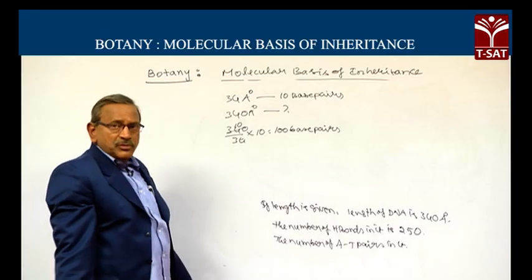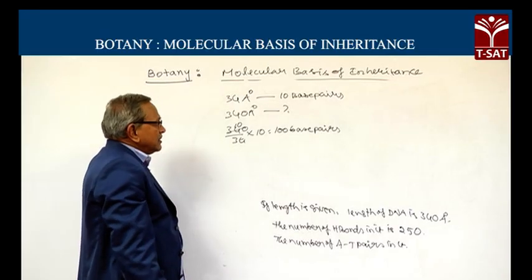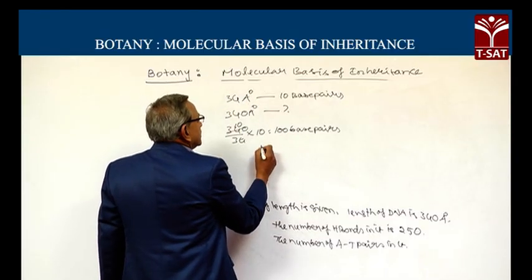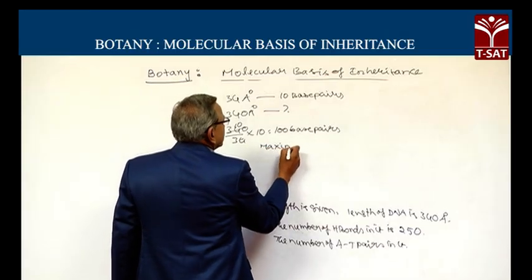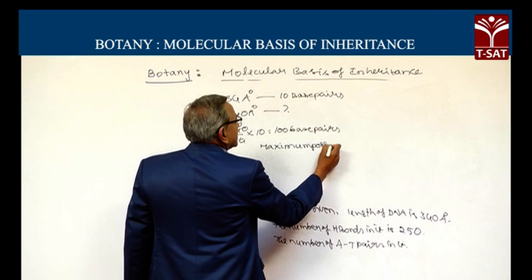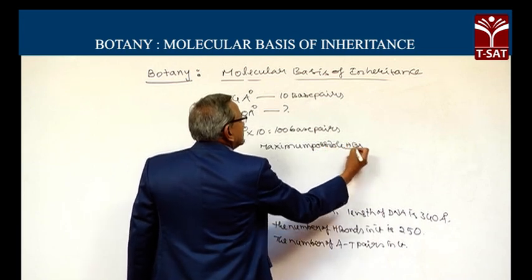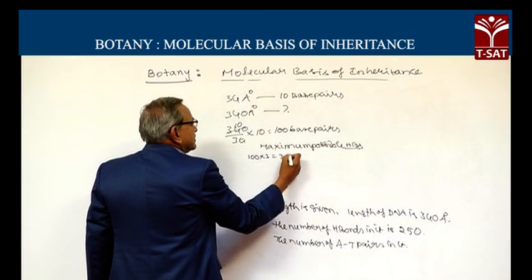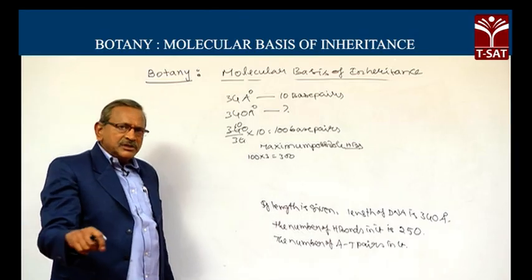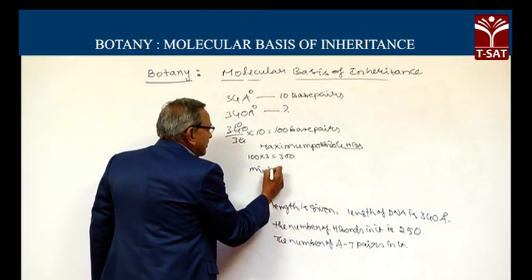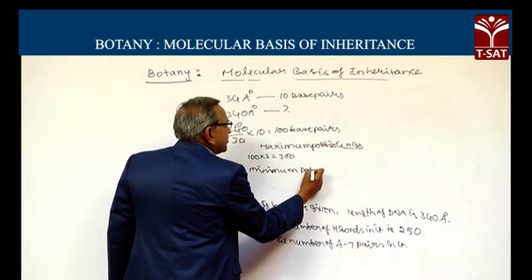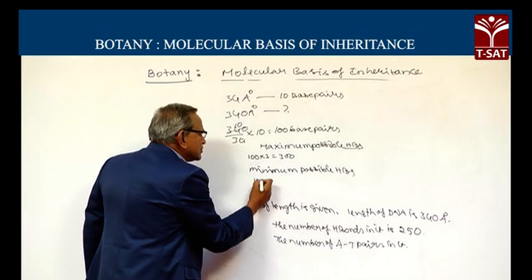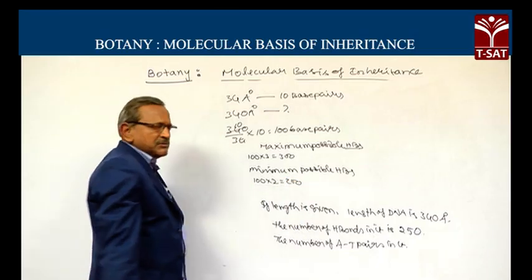And what is the maximum possible hydrogen bonds? 3 in one base pair. So the maximum possible hydrogen bonds will be base pairs into 3. So 100 into 3, 300 is the maximum number. What is the minimum possible number? Minimum possible hydrogen bonds, base pairs into 2. So 200 is the minimum number.